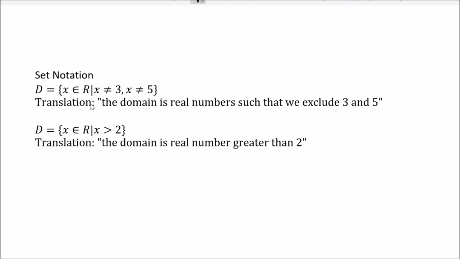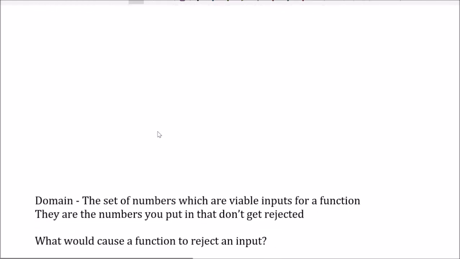Okay, but all this says is the domain is going to be real numbers, meaning not imaginary, just regular numbers, such that it isn't 3 and it isn't 5, and it could be anything else. What about this one? This says the domain is the real numbers such that you're only talking about numbers that are bigger than 2. Okay, so with that in mind, let's talk a little bit about domains.